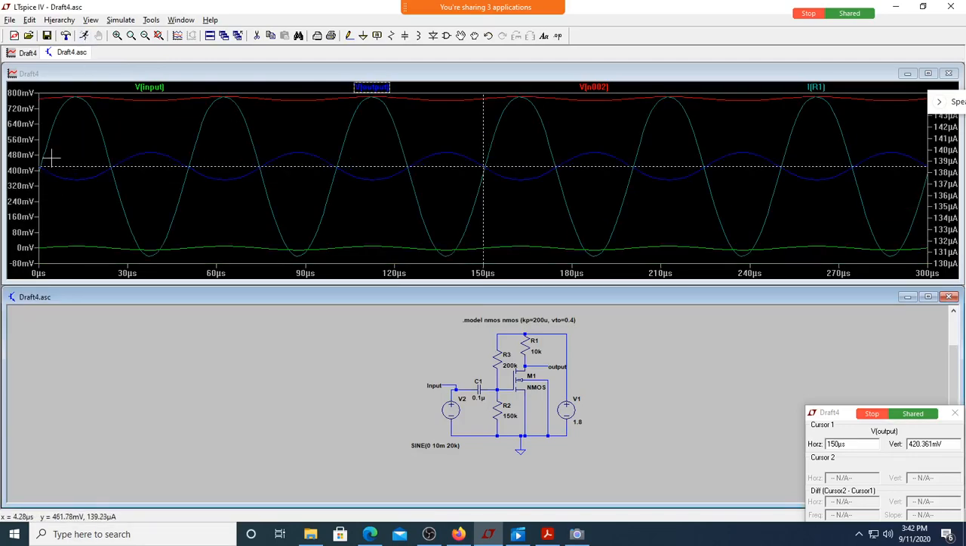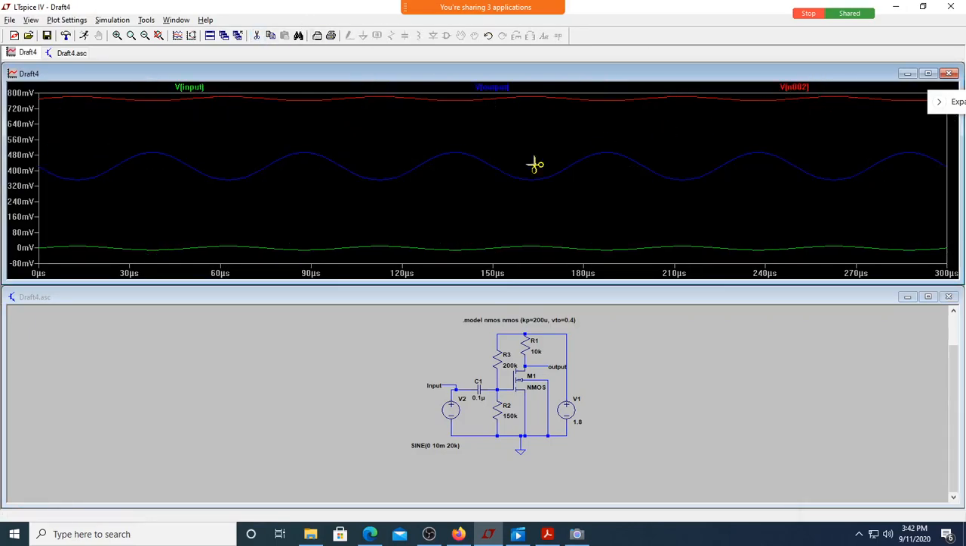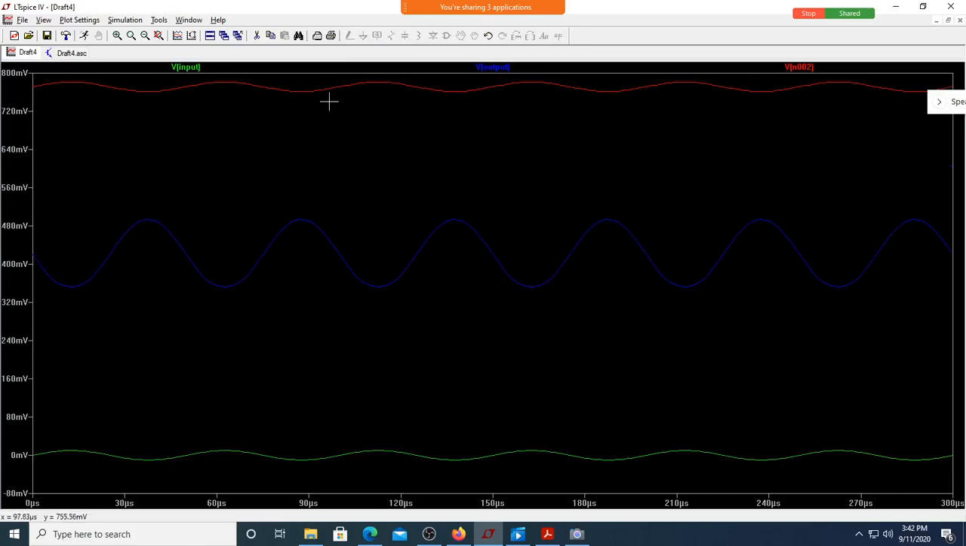Can you see that I'm having a waveform? Let me take out the current here. Can you see that whatever 420 millivolt, this is changing? How about the input?